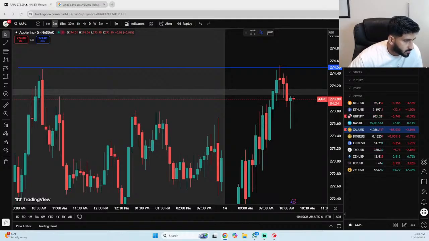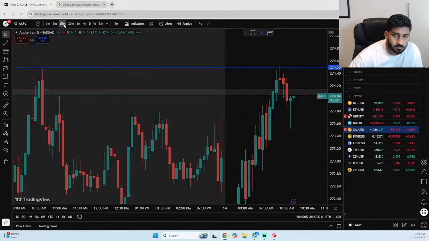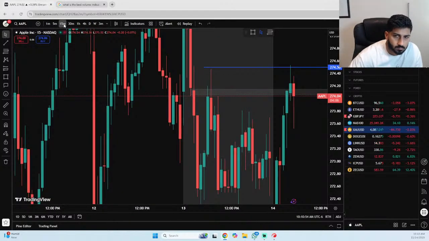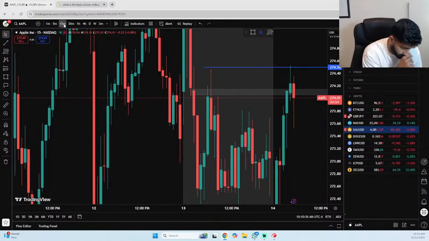Yeah. So what I was talking about before was this 15 minute time frame. Based on this, I'm taking this low since yesterday as support and this part as resistance, and I've plotted the Fibonacci according to that.